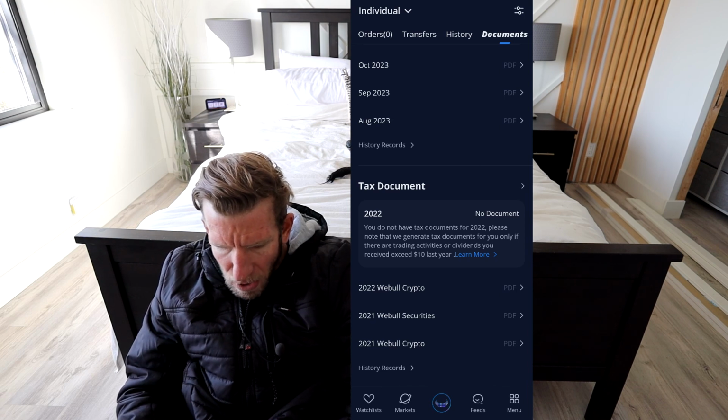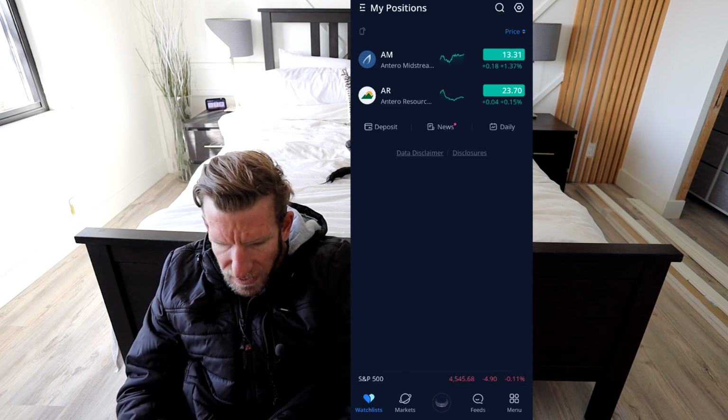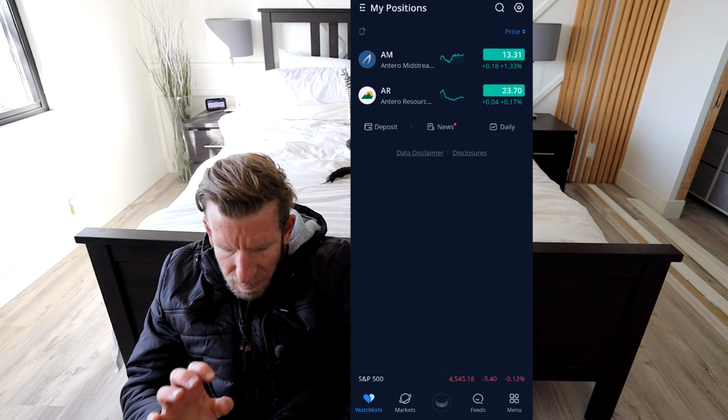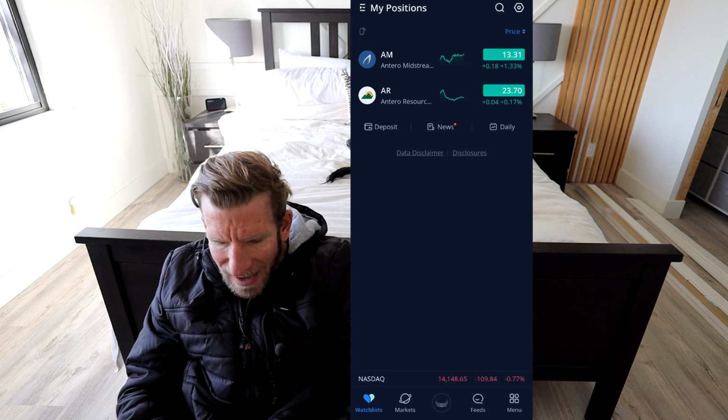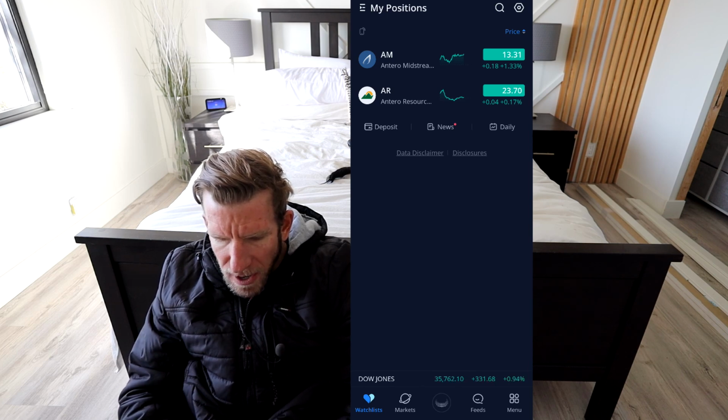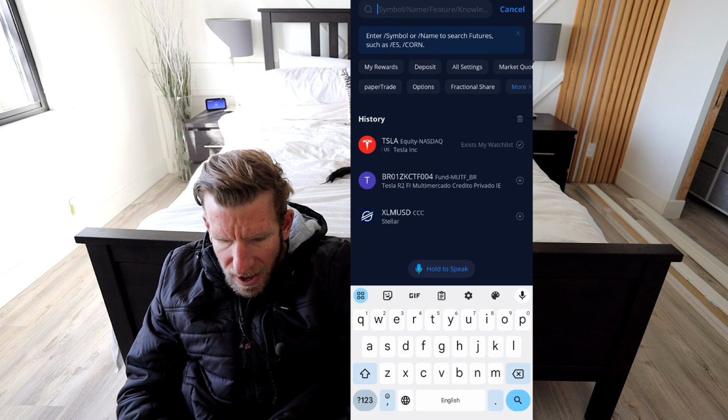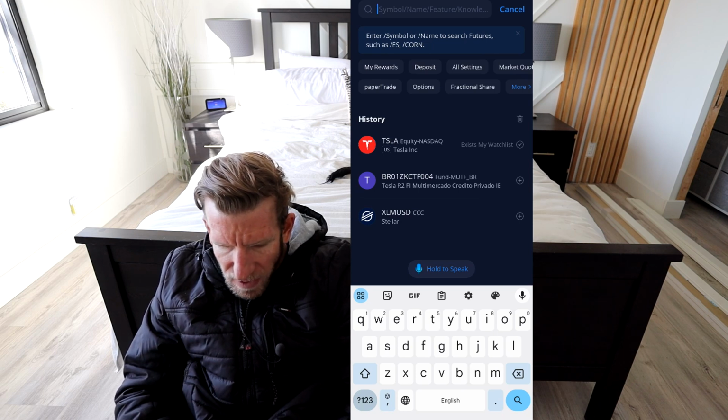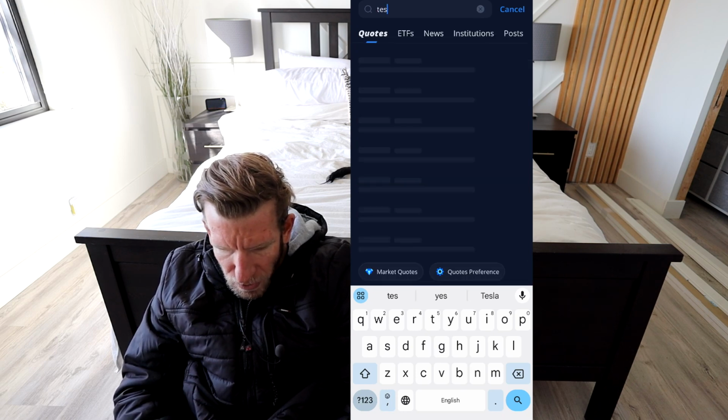Now, going to the bottom left of the menu here, the watch list. Again, this is kind of my main home page here. You can add to this as well. So right here, top right, let's go ahead and click on that, and you can type in anything. Now, I already have it right there, but I'm going to go ahead and show you right here.